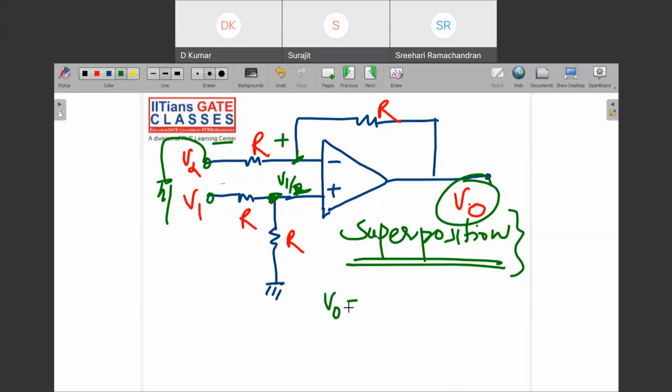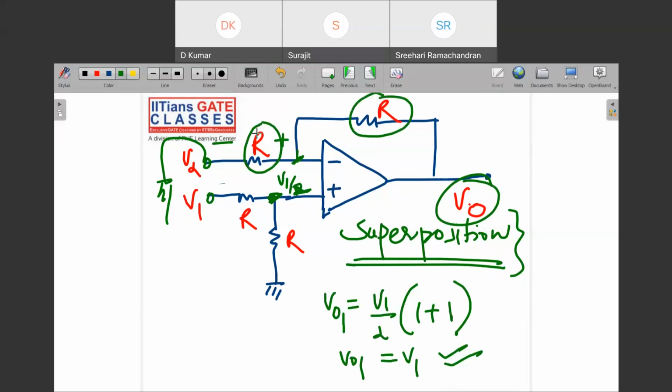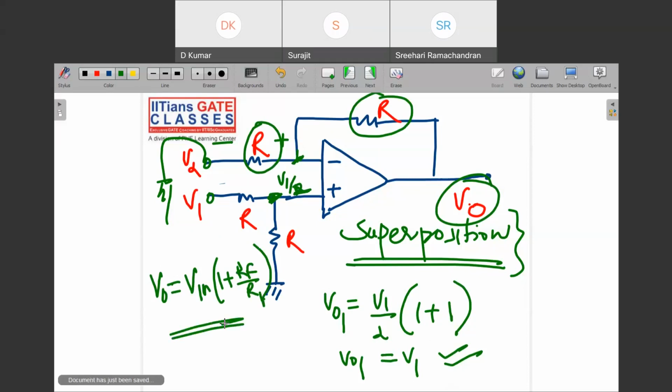V naught will be V naught 1, you can say. V naught 1 will be V1 by 2 times (1 plus 1), so it is V1 only. How did I get 1? I just divided this and this: 1 plus Rf by R1. You know this formula, right? V naught equals V in times (1 plus Rf upon R1) in the case of a non-inverting amplifier. Understand?